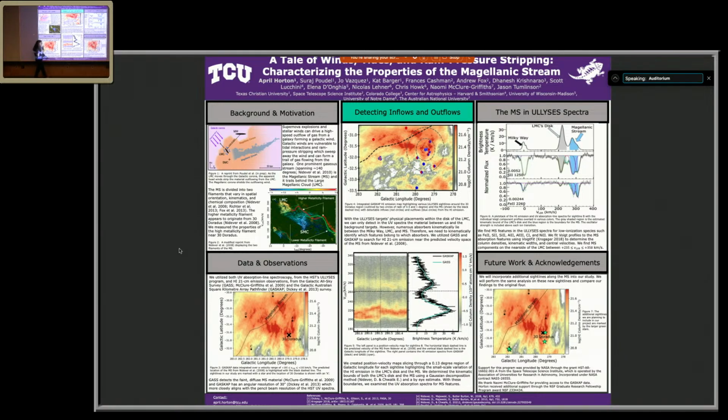So going forward, I want to add 4 new sightlines to this project and perform the same type of analysis to better quantify the results that we're seeing for the original 4 sightlines. Thank you.